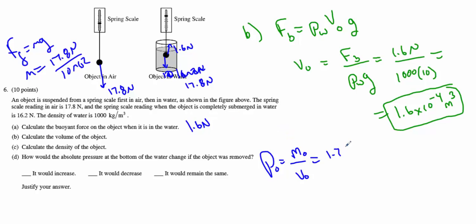So we're dealing with 1.78 kilograms divided by the volume that we just determined of 1.6 times 10 to the negative 4 cubic meters. Let me calculate this. This is giving us an answer of 11,125 kilograms per cubic meter.